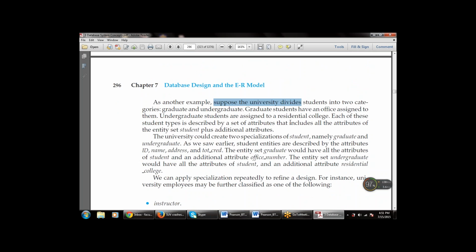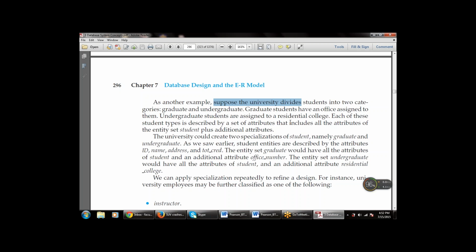As another example, suppose a university divides students into two categories: one is graduate, one is undergraduate. Graduate students have an office assigned to them. Undergraduates are assigned to a residential college. Each of these student types is described by a set of attributes that includes the attributes of the entity set student plus additional attributes.